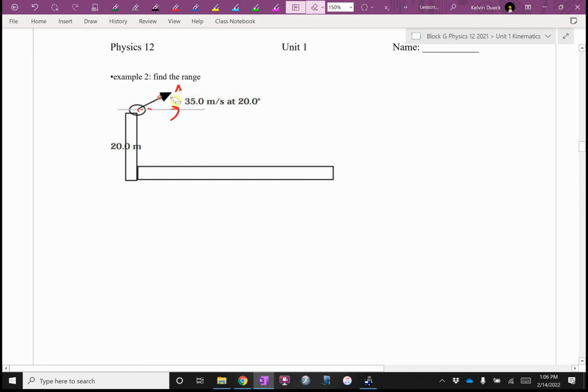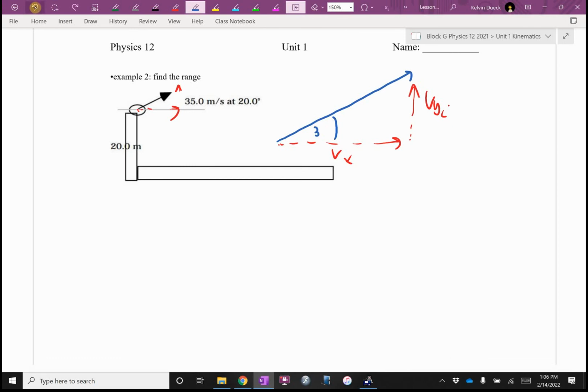So you know what? This one's a bit awkward. I'm going to redraw it because I don't like where that 35 is and how it's drawn. So I'm going to go like this. Make it a bit bigger. Vx, Vy initial, 35 degrees. No, not 35 degrees, Mr. Duke. 20 degrees, 35 meters per second.